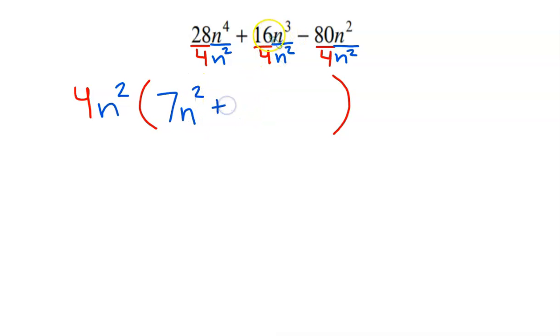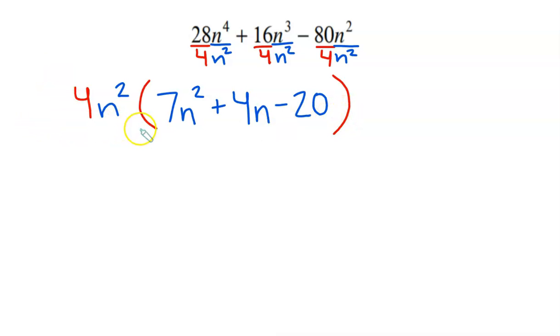All right, then plus, I got 16 divided by 4. That is a positive 4. I had 3 n's, taking away 2, so I just have 1 left. I have a negative 80 divided by 4. So 80 divided by 4 is a 20, but remember it's negative, so negative 20. And then I had 2 n's, taking away 2 n's, so I won't have any n's left.